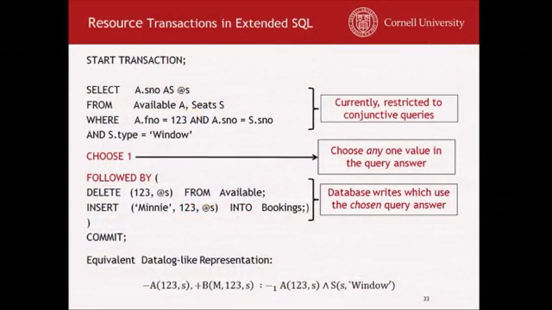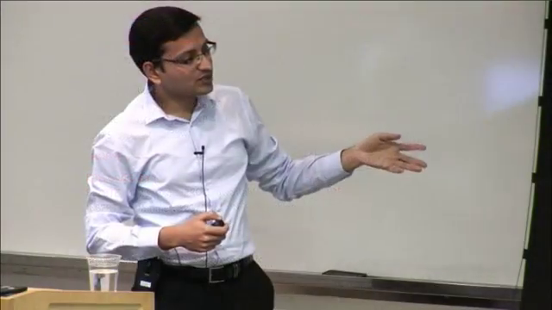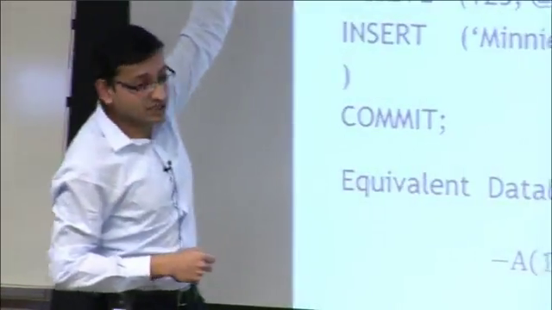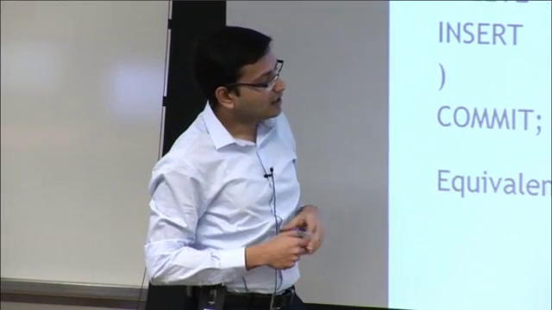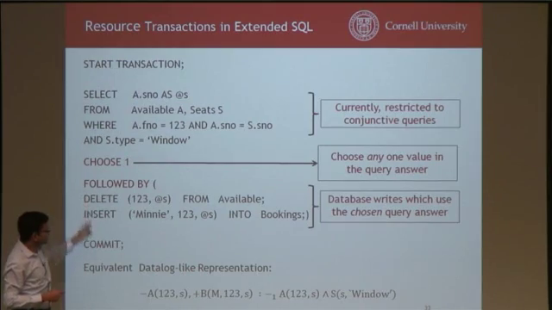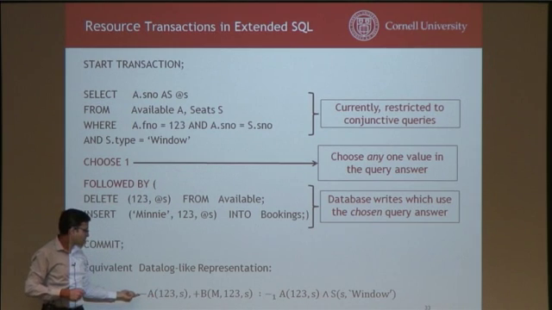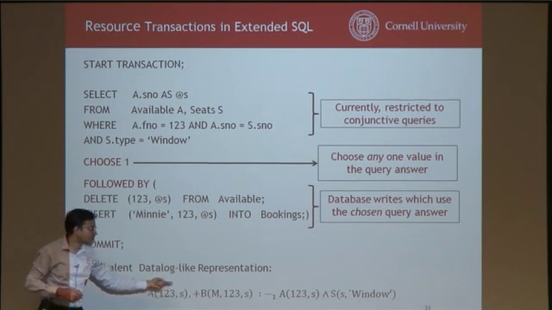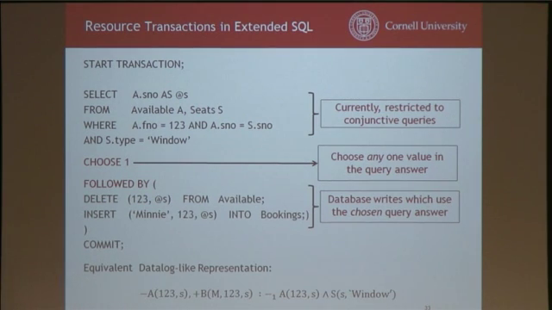Now, given transactions which are written in this SQL form, I'm going to use an equivalent Datalog-like representation in which the body of the Datalog rule is going to correspond to this conjunctive query, which is up here. The FOLLOWED BY clauses will be in the head, and I'm going to use the minus notation for deletion and the plus notation for insertion. Updates can be modeled as a sequence of a deletion followed by an insertion.